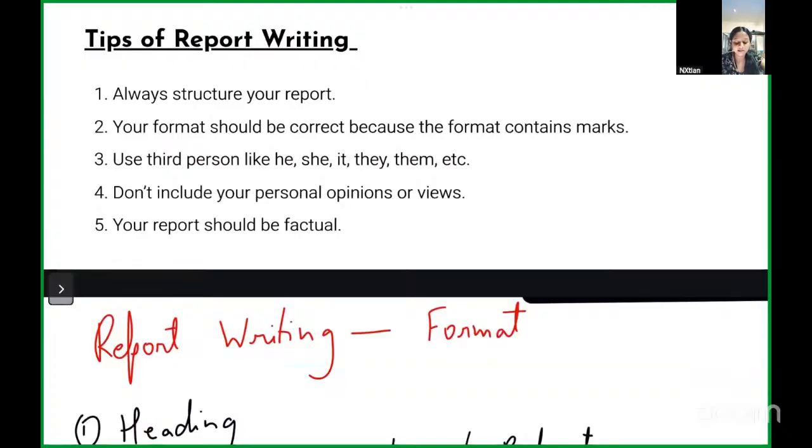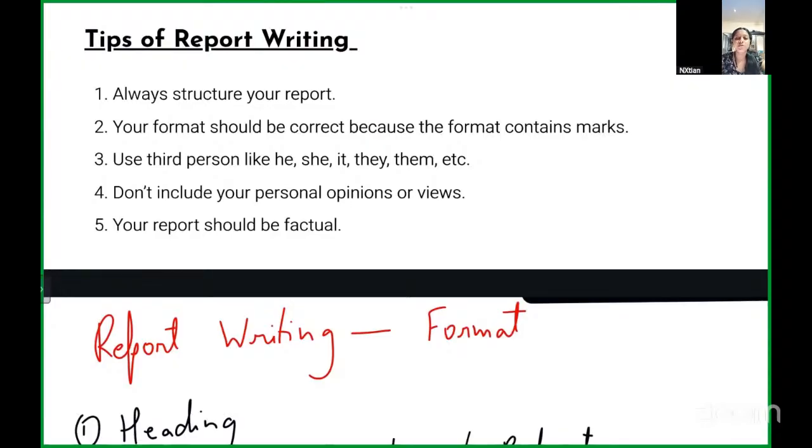Use third person like he, she, it, they, them. When you're writing a report, you use third person form. Don't include your personal opinion or views in the report. For example, "I think it is a great idea." No, you don't write what you think is a great idea. You just present the information in a report.